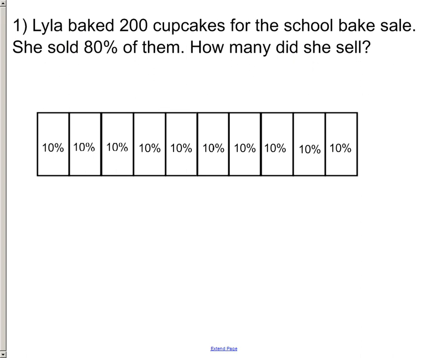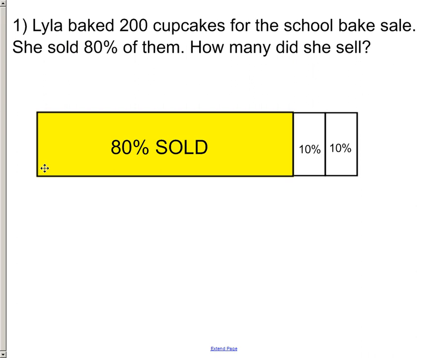But 80% of them were sold. So let's just highlight those. Those 8 boxes of 10% were all sold, so that would equal a total of 80%. And this 20% over here, these two 10% boxes left over, would be the 20% not sold. So now we just have to ask ourselves, are we more interested in the amount that she did sell or the amount she did not sell?